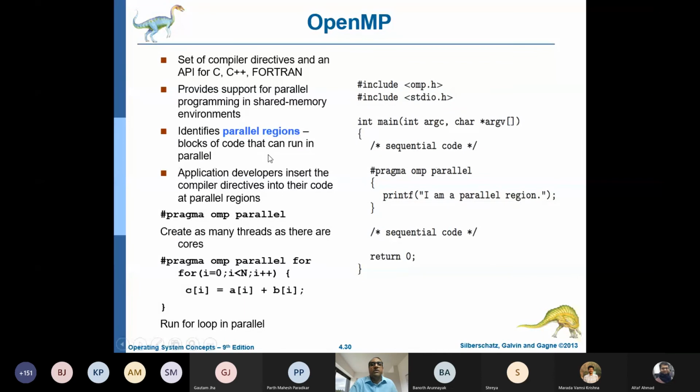So that is the way you can introduce and manage the threads in a more or less automatic way. But for this, the application programmer has to introduce the compiler directives in the code. So it is much easier compared to writing the whole thread management functions. If you just insert the compiler directives, then the system takes care of creating and managing the threads.